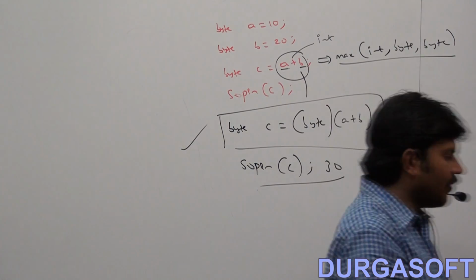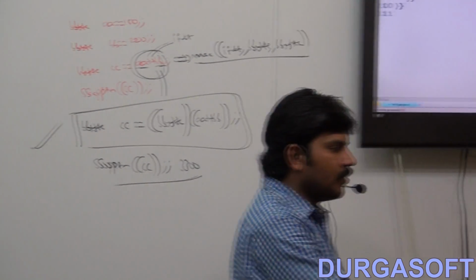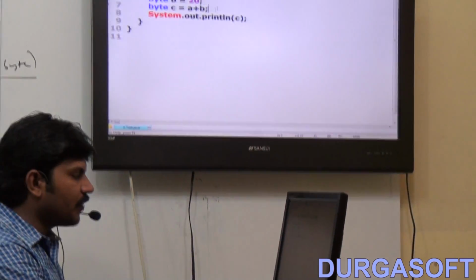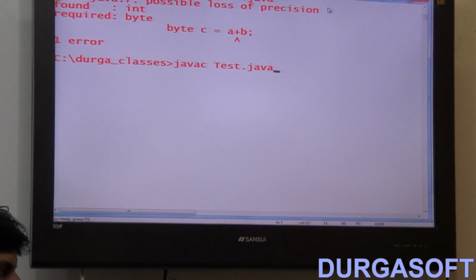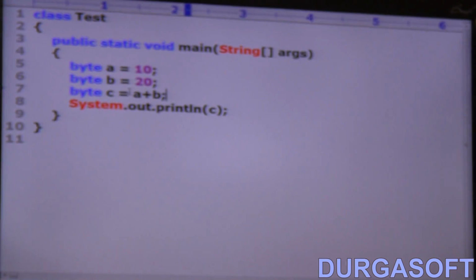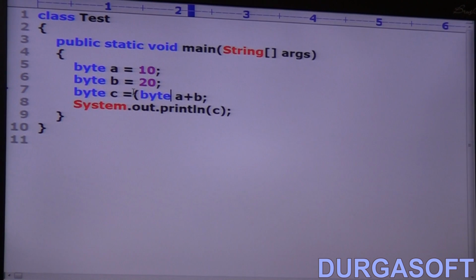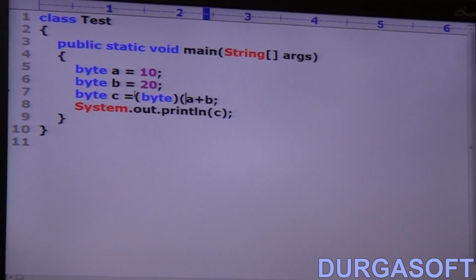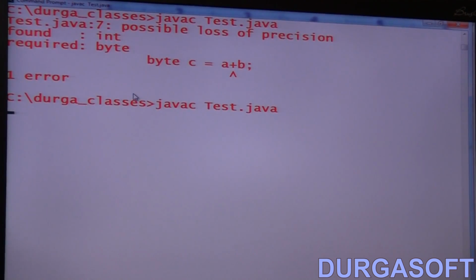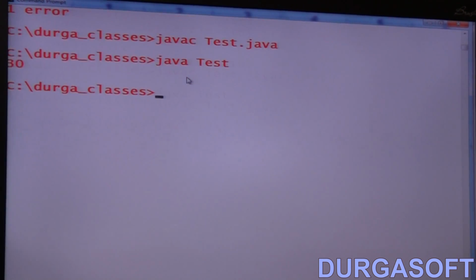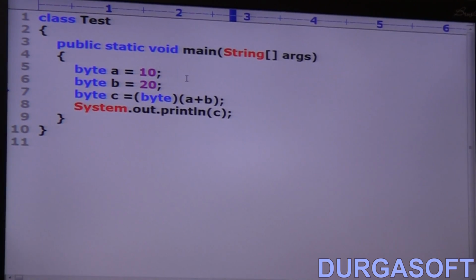Now just have a look once. If I take byte C is equal to A plus B, have you observed the compile time error we get by default? Yes sir, possible loss of precision. But byte C is equal to byte of A plus B is 100% valid. The output we get is 30 itself. We can solve this compile time error by performing typecasting, right?